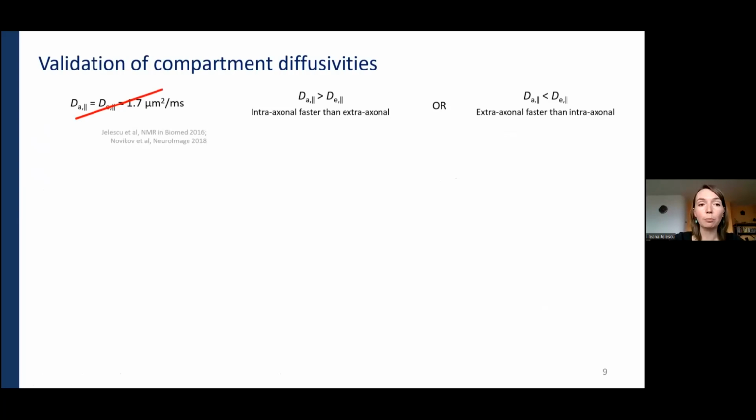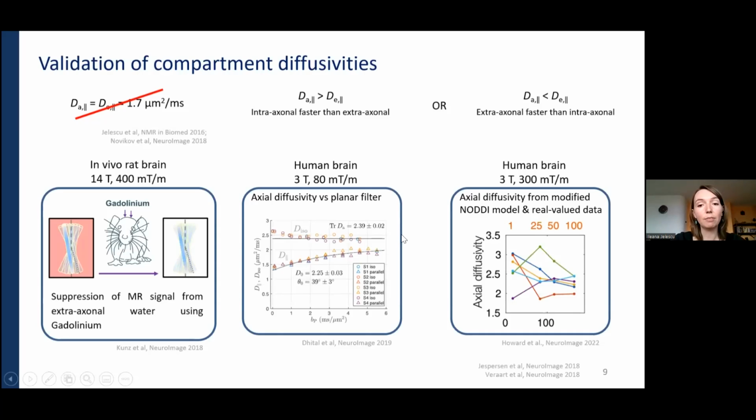Then, moving on to the compartment axial diffusivities, first of all, the degeneracy studies really canceled out the possibility that these diffusivities can be set equal, let alone fixed to some arbitrary value. And so the question in the community became: which one is faster? Is the intra-axonal water faster than the extra-axonal, or the other way around? In the interest of time, I won't go into detail, but there have been at least 5 studies in the literature that approached this question using completely different angles and experimental setups.